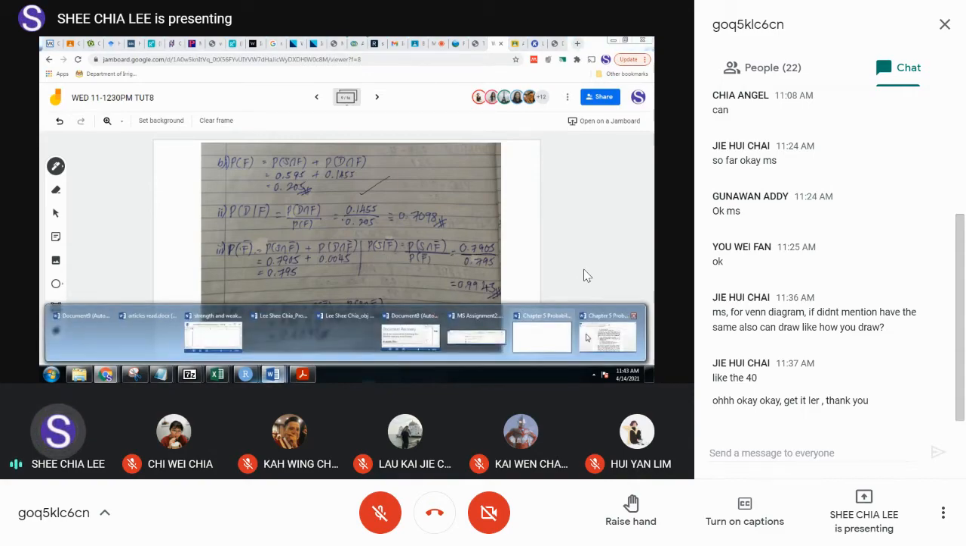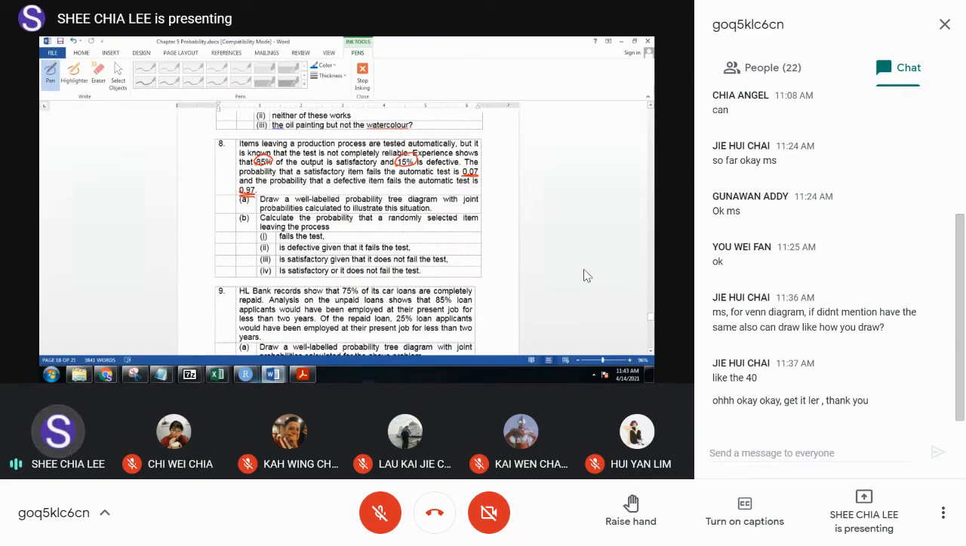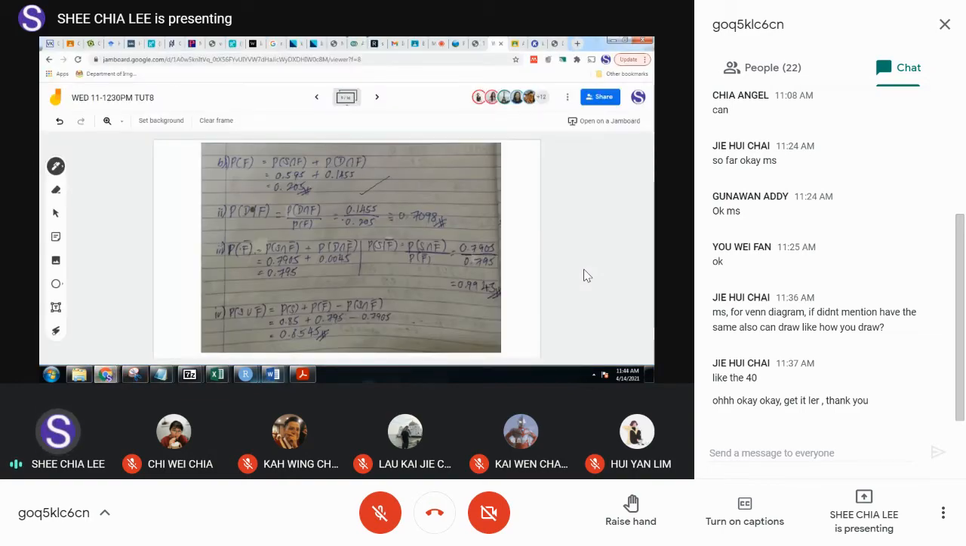The next one is defective given that it fails the test. Probability that it is defective given it failed the test. Defective given fail is defective intersect fail over probability fail. Defective fail is 0.1455. Probability fail is 0.205. Then you get your answer. Once you can draw the tree diagram, it will be easy for you to get the answer.